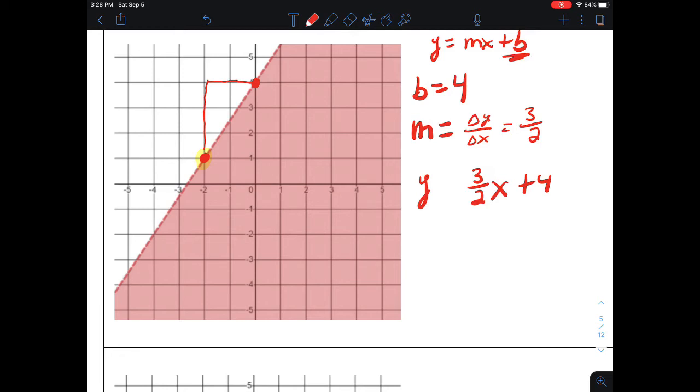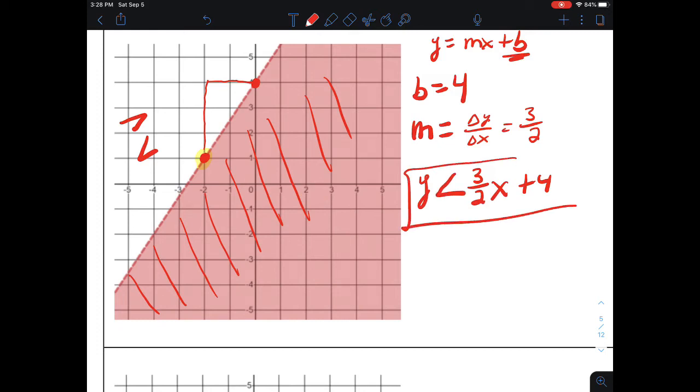Well, since this problem has a dashed line, that means it's either going to be less than or greater than. It's not going to be equal to because it's dashed. And since all of the shading is beneath the line, under it, that means y has to be less than whatever that line is. So we choose the less than sign for y.